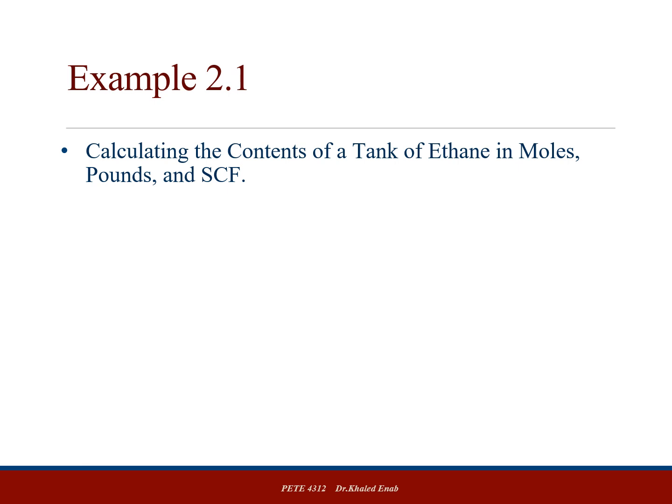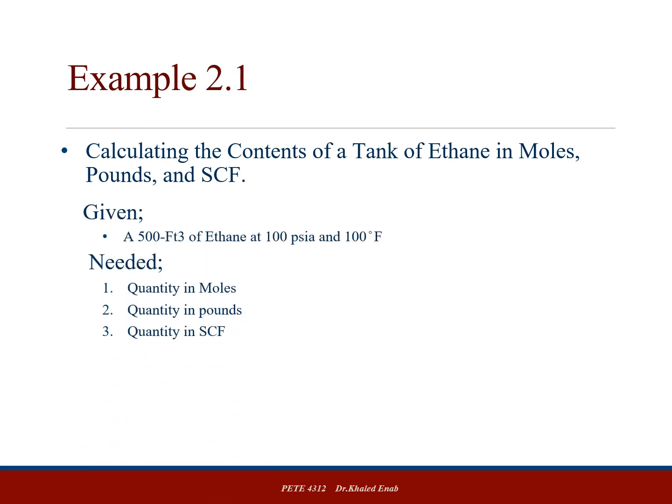Okay, let's go in this example to refresh our memory with the ideal gas. Calculate the content of a tank of ethane in moles, pounds, and standard cubic feet. So we need to know the number of moles, number of pounds, and standard cubic feet of a tank that has ethane. We do not have enough information. So what else is given? He's given us that we have 500 cubic feet of ethane at 100 psia and 100 Fahrenheit.